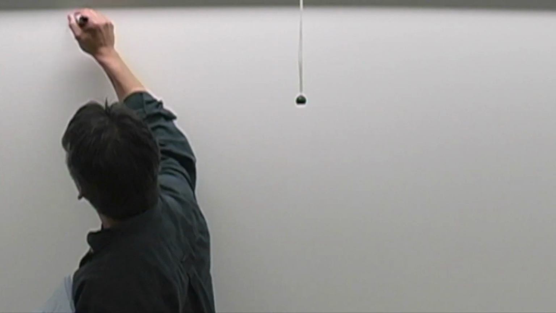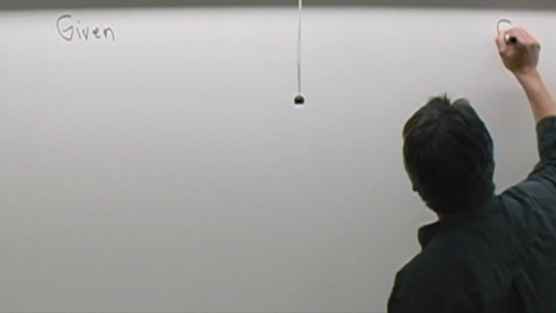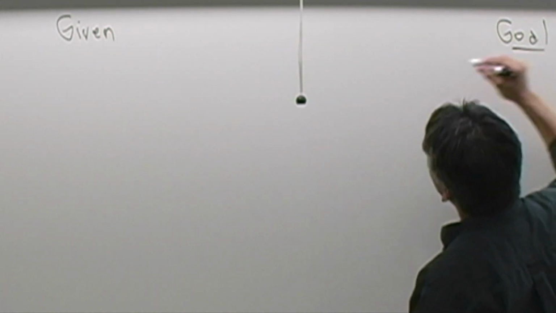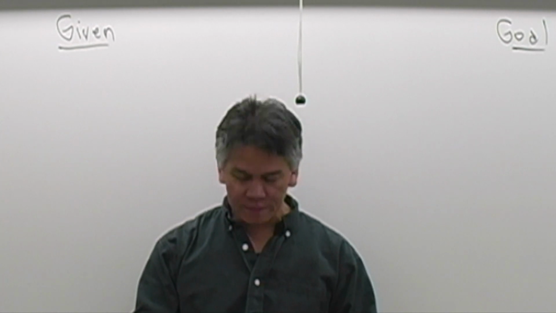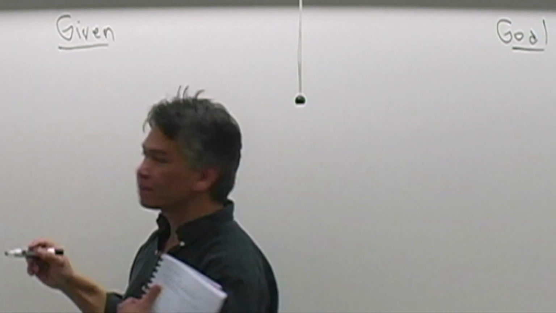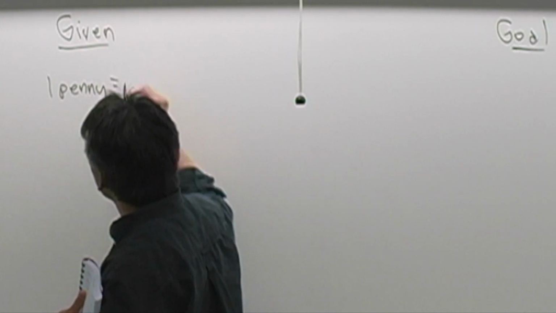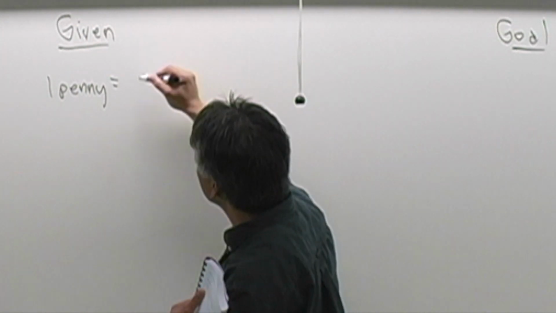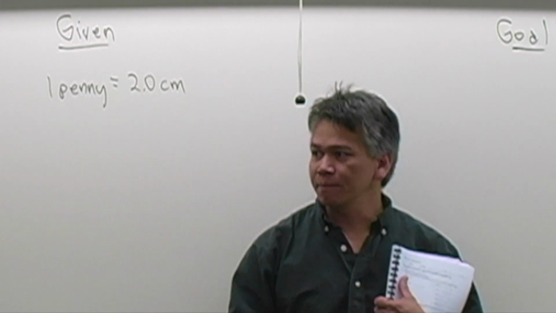Okay? The first thing that you want to do for this particular problem is always start with the information that you have, the given information, the goal, and then the conversion factors that you need. So the given information for this particular problem is you've got 1 penny, and the diameter of that 1 penny is 2 centimeters. So that's a conversion factor. 2.0 centimeters is 1 penny.